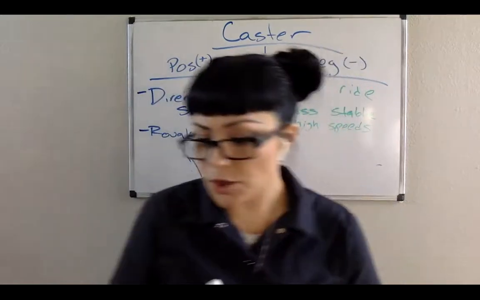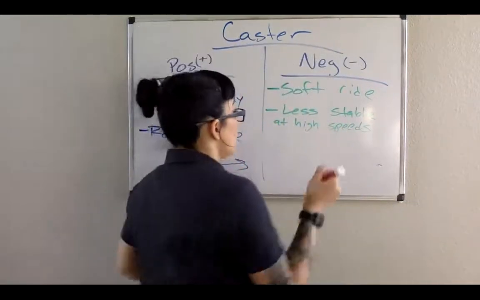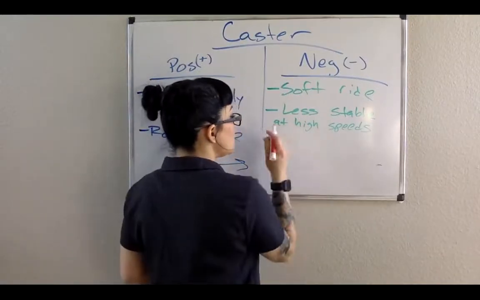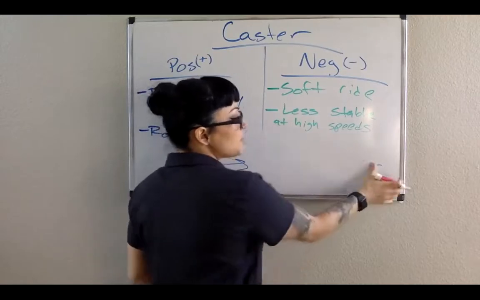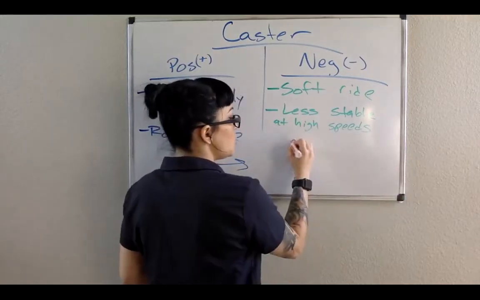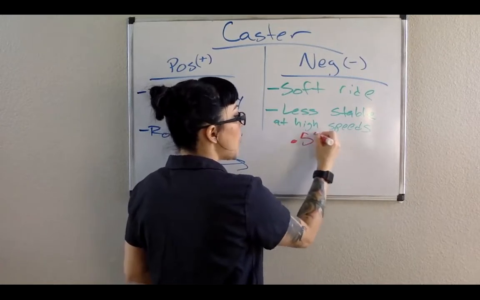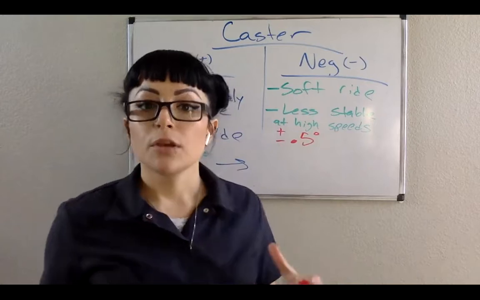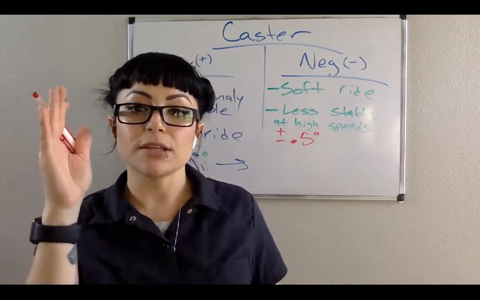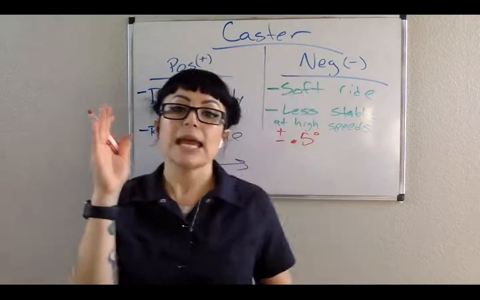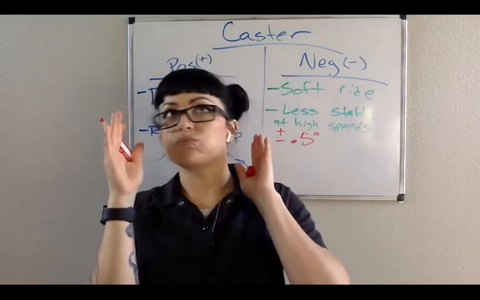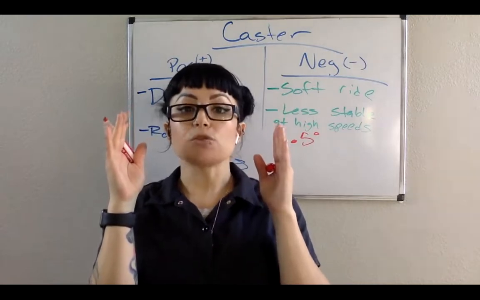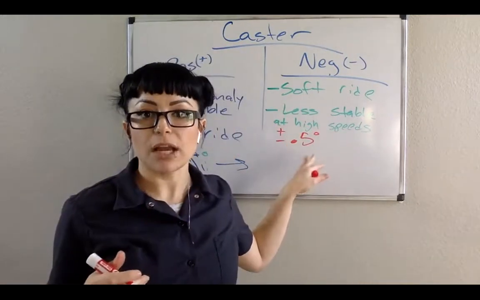Now, a couple of things to note with caster. It does not wear tires, as I mentioned, but it does pull. And it does pull more positive. How much of a difference from side to side do you need? You need over half a degree, plus or minus, to pull. So if I have 2 degrees of positive caster on one side and 1 degree of positive caster on the other side, it is going to pull because that's more than half a degree, right?